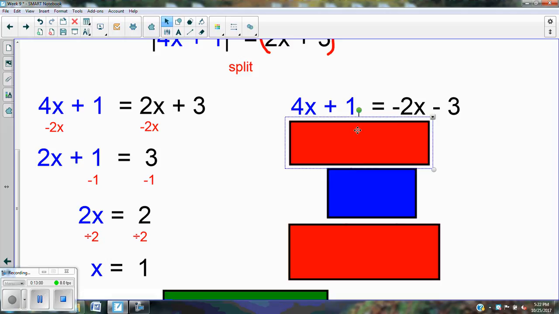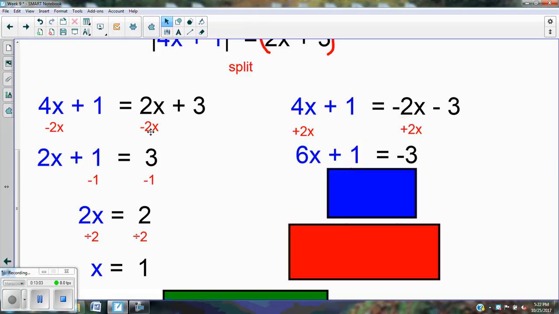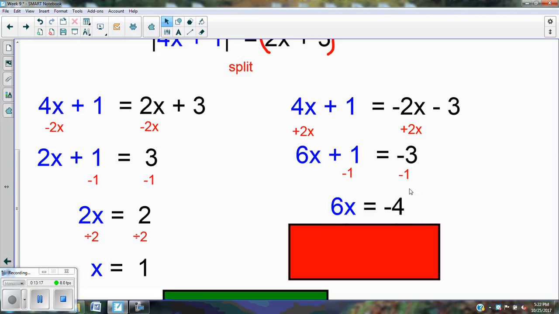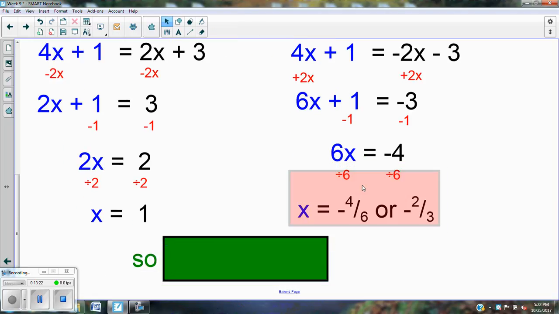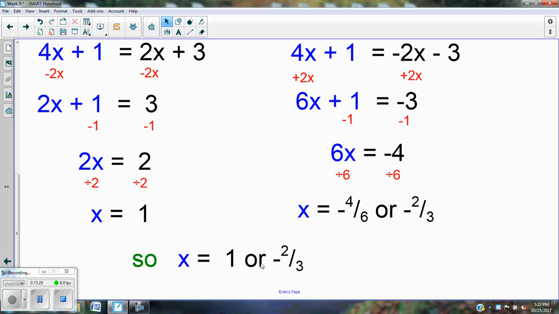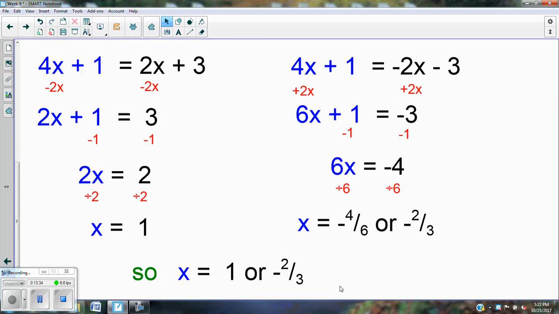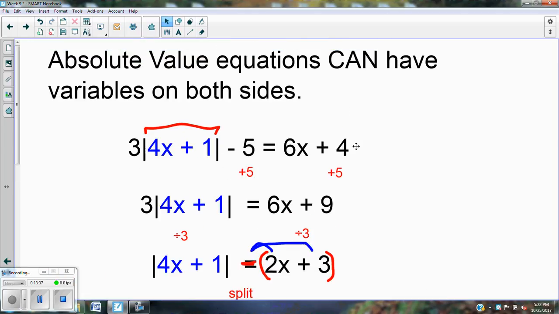On this side, we're going to do something very similar. Over here we got rid of this 2x. We're going to do the same thing. We're going to get rid of this negative 2x. We're going to add 2x to both sides. So it's 6x plus 1 equals negative 3. We're still going to subtract the 1 from both sides, so we get to a negative 4. Divide by the 6 on both sides, and we get x equals negative 4/6. Or we can reduce it and say negative 2/3. So in the end, our answer is 1 or negative 2/3. So again, we start with our original equation.